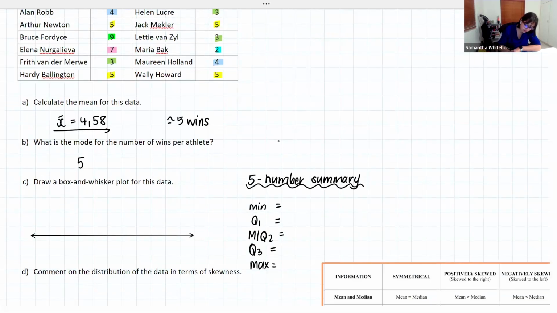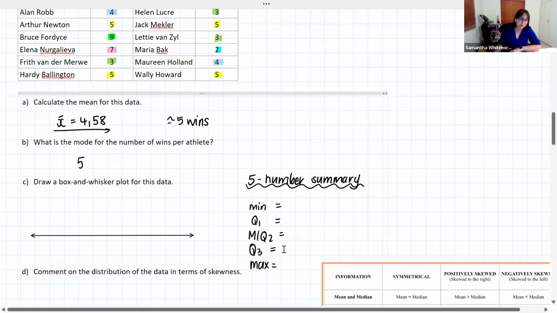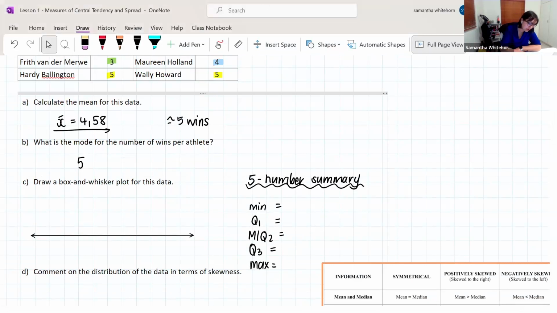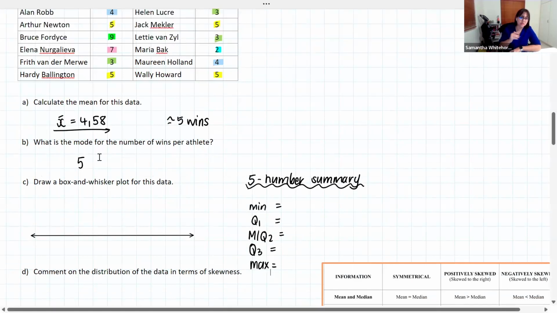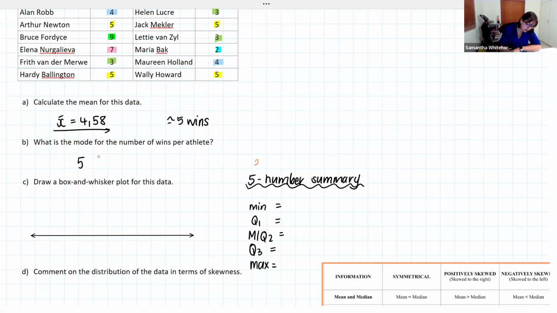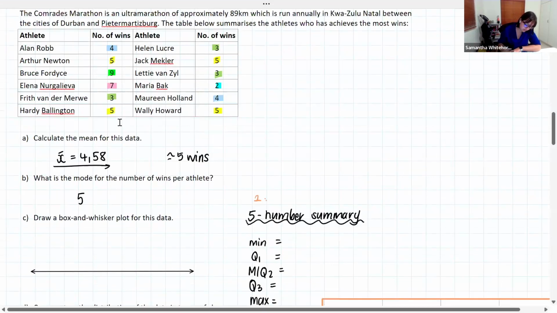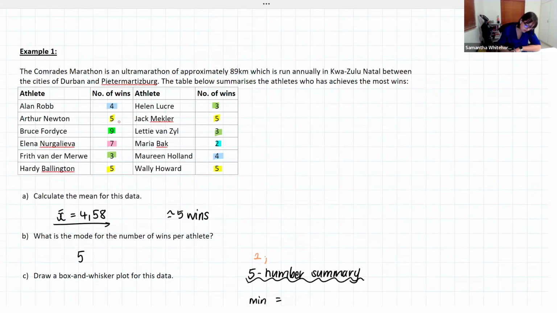Now, unfortunately, because this data set isn't ordered, we will need to put it in order first before we can get any of those values. So we need to arrange the number of wins in ascending order. The lowest was 2. Then we had 3 3s, 2 4s, 4 5s, and yes, you do have to write all the repeats. No 6s, a 7, and a 9.